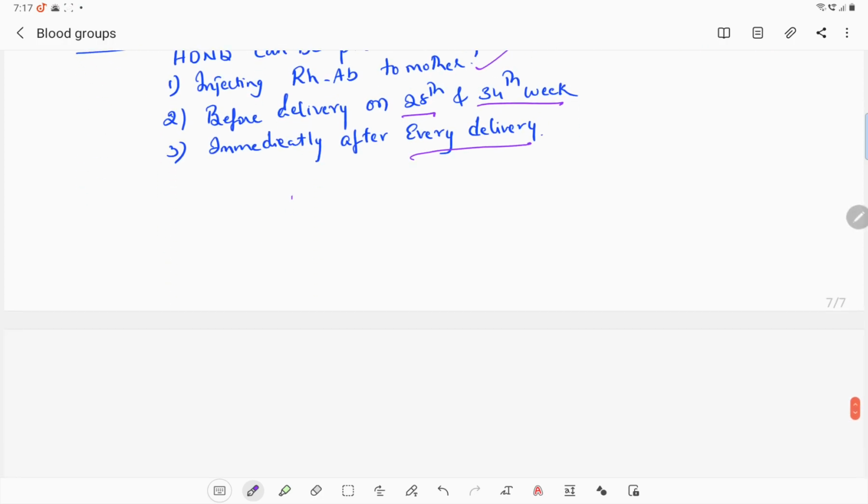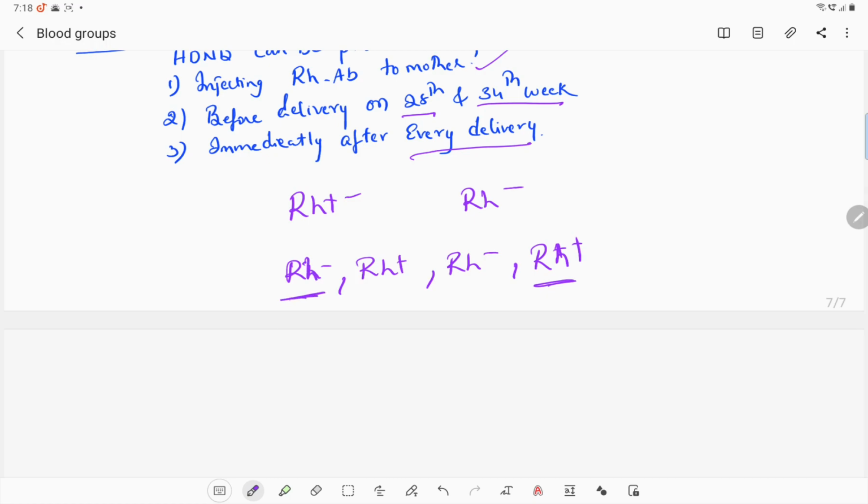Suppose the man is Rh positive heterozygous, and the woman is Rh negative. Then the first baby is Rh negative, the second baby is Rh positive, the third baby is Rh negative, the fourth baby is Rh positive. Which baby is affected with erythroblastosis fetalis? The fourth baby. Why? Because in the first case there are no Rh antigens. The baby is Rh negative, so the mother's blood group and baby's blood group are the same, so there is no mixing of Rh antigens in the mother. So the mother's immune system will not recognize Rh, and the first baby will be safe.